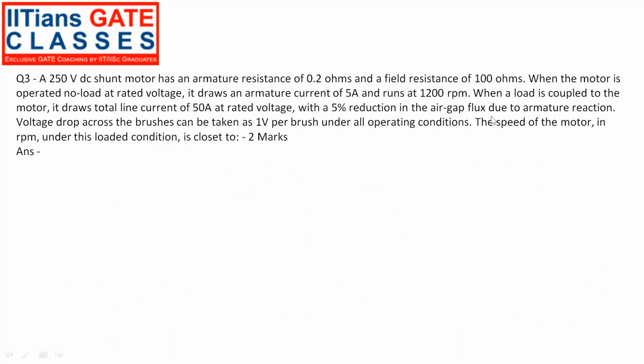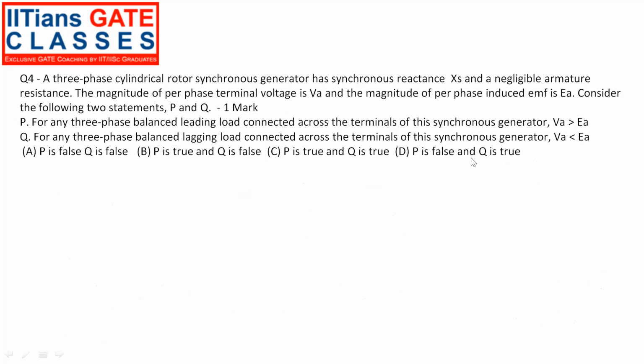Okay guys, we'll go to the next question. This is a 1 mark question. It is from synchronous machines. So what does the question say? A 3-phase cylindrical rotor synchronous generator has a synchronous reactance XS and a negligible armature resistance. The magnitude of per phase terminal voltage is VA and the magnitude of per phase induced EMF is EA.